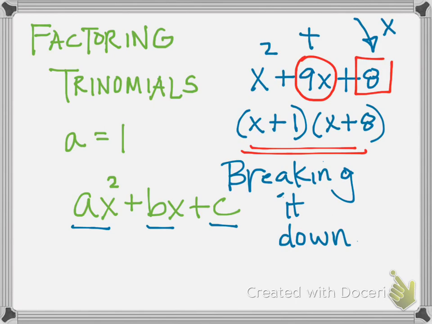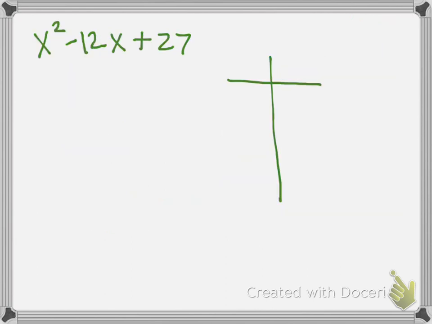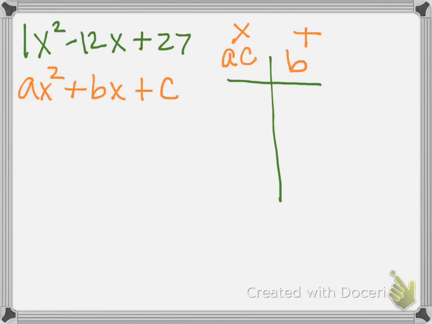All right, let's try some. What you're doing is trying to find two numbers that multiply to give you 27. It's really 1 times 27 because you do A times C. A is 1 because it's always a number multiplied by x squared, and C is the constant. So 1 times 27 gives you 27. I'm figuring out what multiplies to give me 27, and the same two numbers add to give me negative 12.